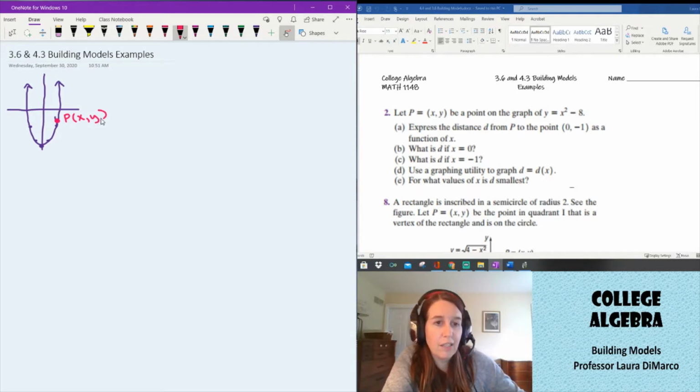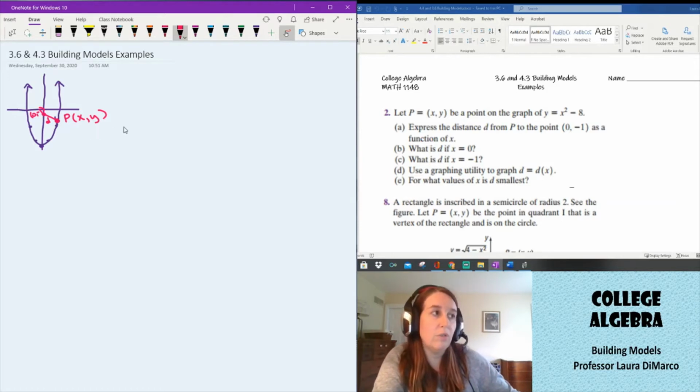So in part A, it says express the distance d from P to the point 0, comma, -1. So the point 0, comma, -1 would be right here, right? 0, -1. And so what we're talking about is this distance, right? This distance would be d. Of course, it would be different depending on where P is on the graph. We're really going to start using algebra in this problem, though. It is really not a graphing problem. Most of these are going to be algebraically solved.